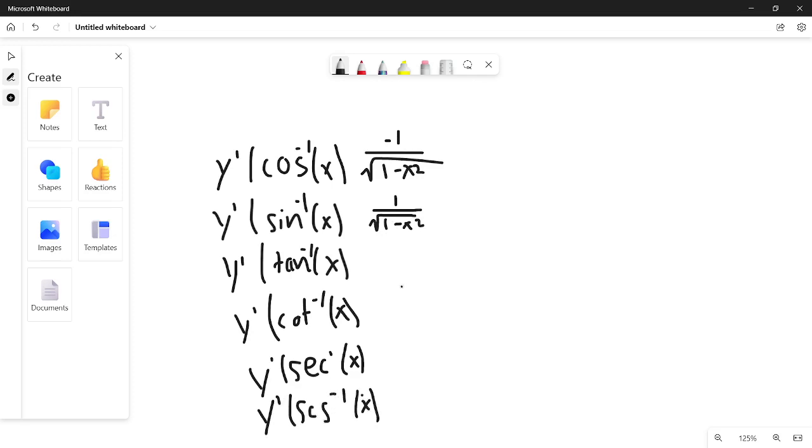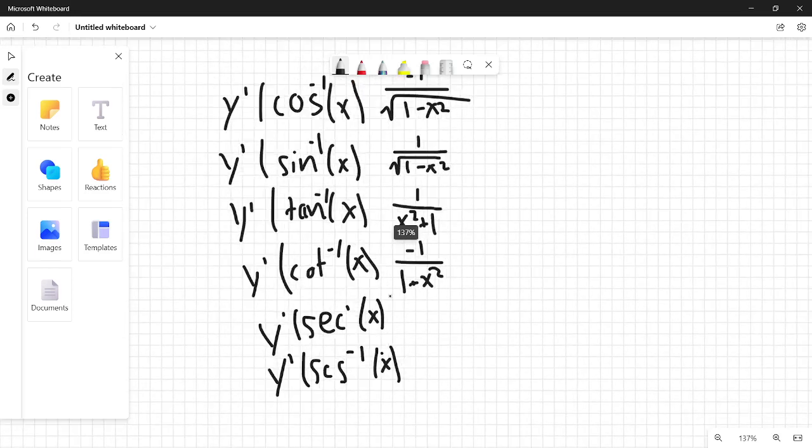It's the same thing for tan and cotangent, essentially. Tangent is the positive one, so it's 1 over x squared plus 1, or 1 over 1 plus x squared. I think more often you'll see the answer like this, just because it fits with the others a little bit better.